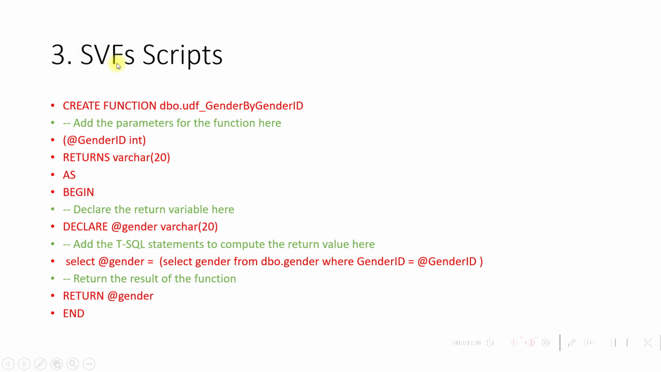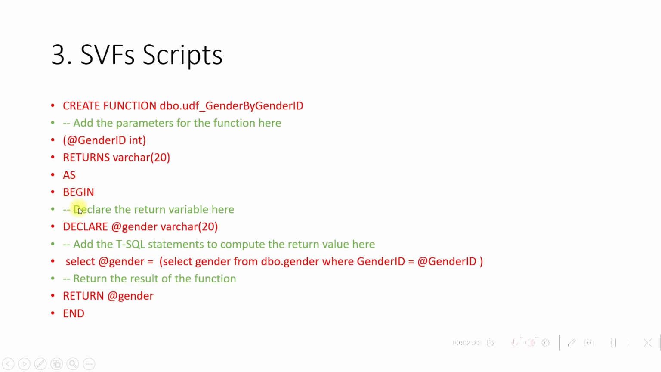SVF scripts. Create a function starting with the schema dbo, the user-defined function gender by gender ID. If you give me gender ID, I will give the gender name. That's what I mean by gender by gender ID. Next, you add the parameters for the function here. My parameter is the @gender ID and its integer data type. We return the varchar 20 data type.